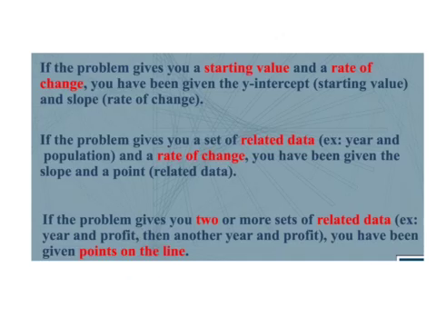When dealing with word problems, if you're given a starting value and a rate of change, you have been given the y-intercept and the slope. If the problem gives you a set of related data and the rate of change, you have been given the slope and a point. Finally, if you have been given 2 or more sets of related data, then you have been given points on a line. This should help when determining which form to use when writing the equation.